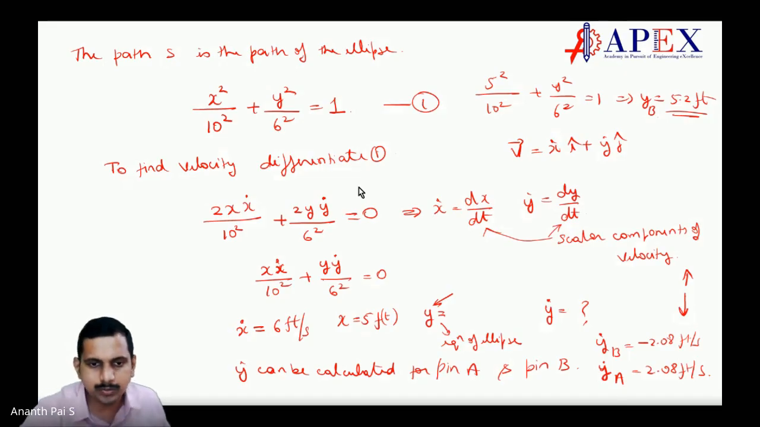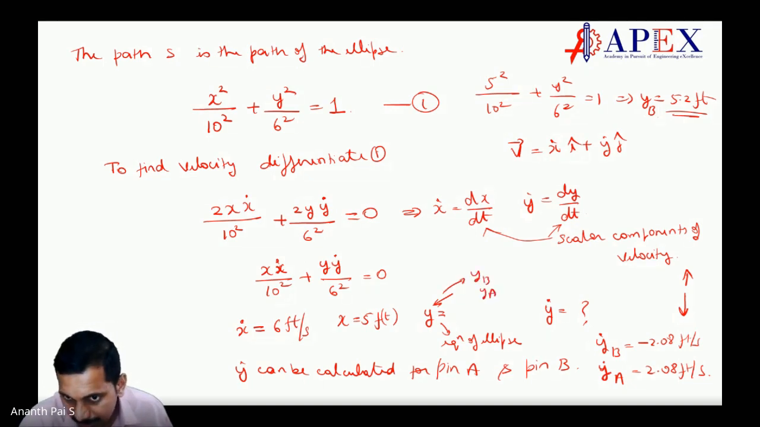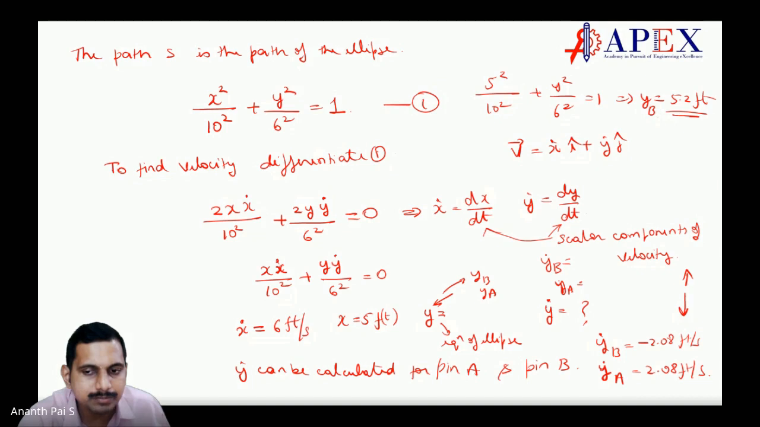Then after finding y dot, you have to find y dot of A and y dot of B. See, if x is equal to 5 feet, first of all you have to calculate for pin A and pin B separately. So you will get Y dot A and Y dot B separately, is it not? Oh, okay, I've gone wrong there only. I've calculated y only once. Do it fast.